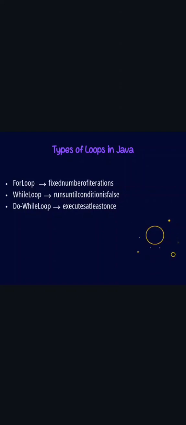The first is the for loop. We use it when we already know how many times the loop should run. For example, if we want to print the first 10 numbers, a for loop is perfect. The second is the while loop. This loop is used when we don't know in advance how many times it should repeat. It keeps running until a condition becomes false.